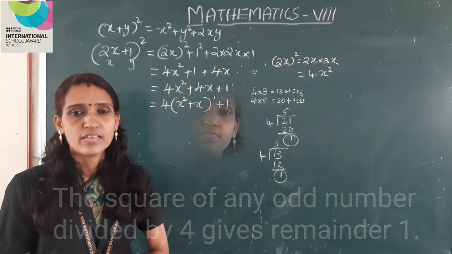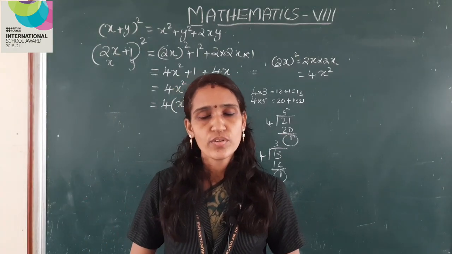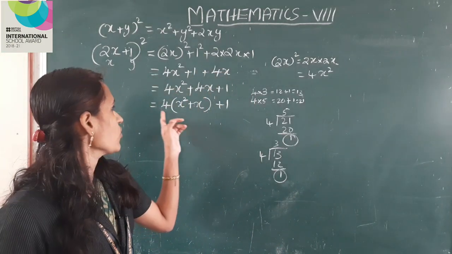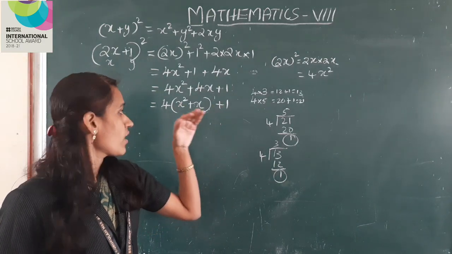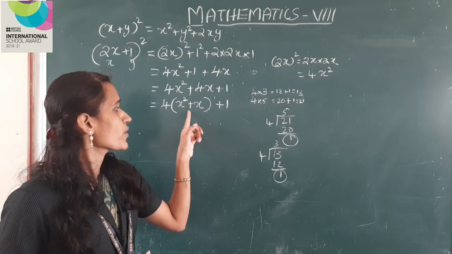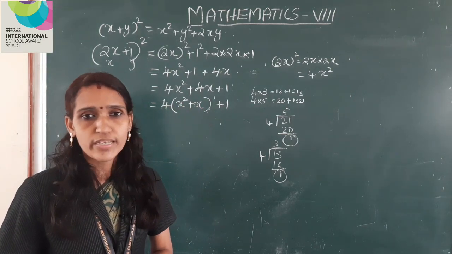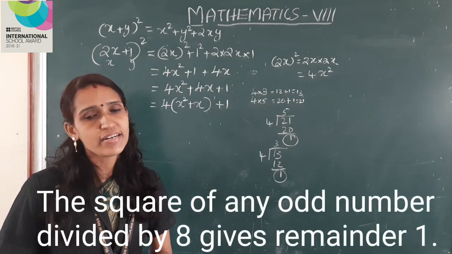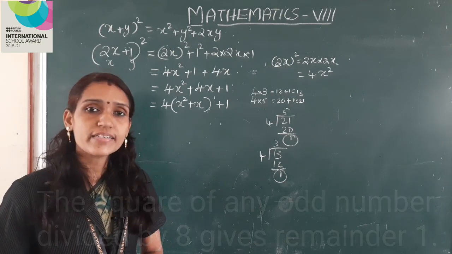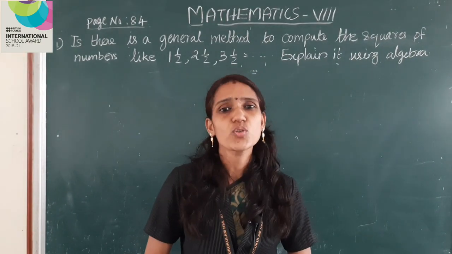Okay, clear? We know 8 is a multiple of 4. From this, 4 into x square plus x is a multiple of 8 also. That is, the square of any odd number divided by 8 gives remainder 1. Based on this identity, we can do some problems.